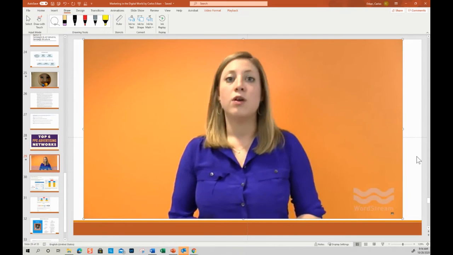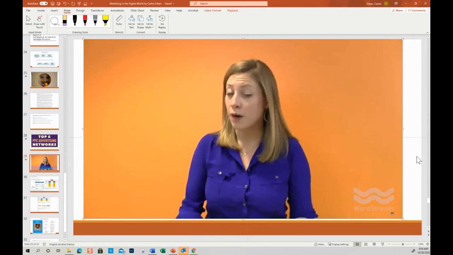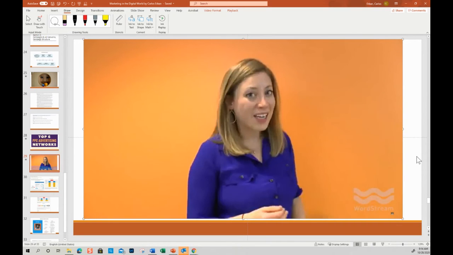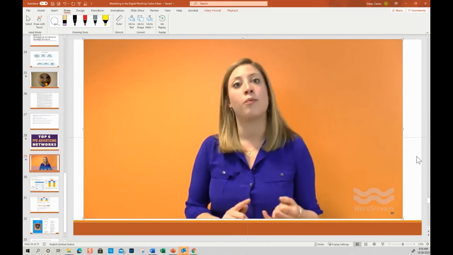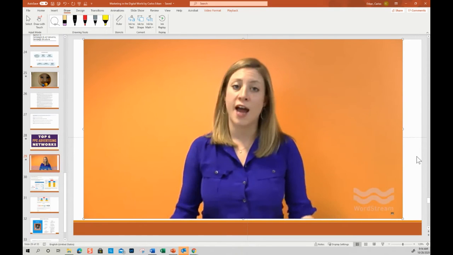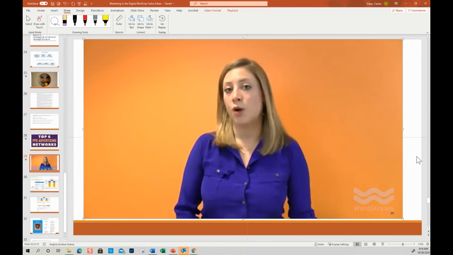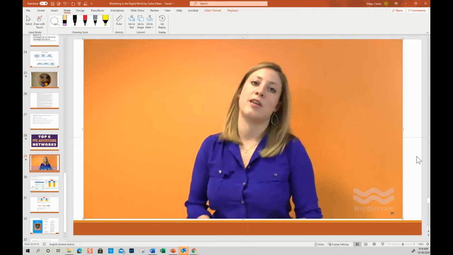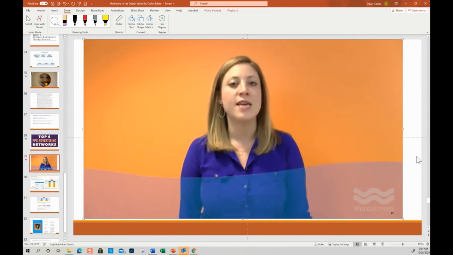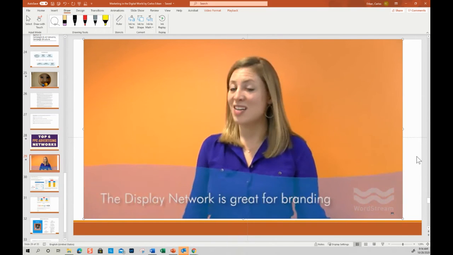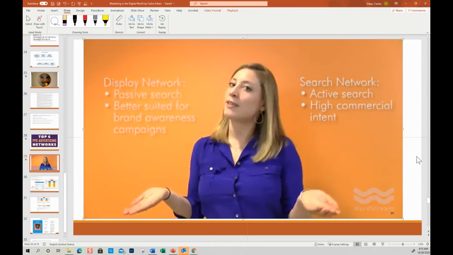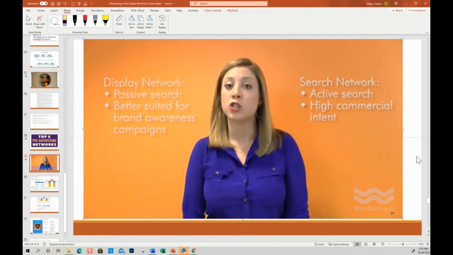So as you can see, with the display network, that searcher isn't necessarily in the mood to search for your products. They're not actively looking for them, but you can do a great job of branding yourself by ensuring that you're all over the display network. People are seeing your ads and recognizing your company. So when you think about the display network, you're not going to see a lot of direct results, probably not a ton of clicks and conversions. But what you are going to see is people starting to get to know your brand. So as you can see, the big difference between these two networks is an active and a passive searcher, and you need to make the decision as to which searcher you want to work with first.